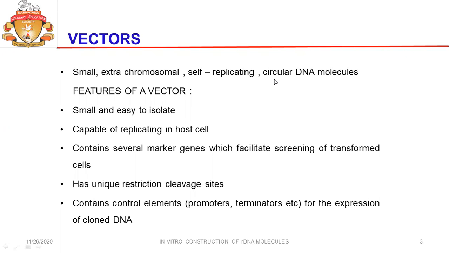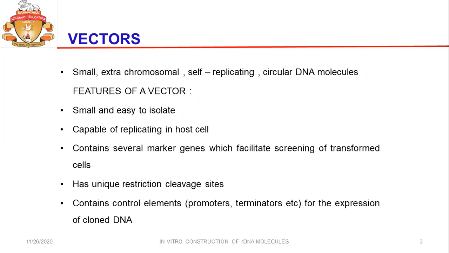Coming to vectors, these are very important prerequisites in recombinant DNA technology. So, what are vectors? Vectors are small, extrachromosomal, self-replicating circular DNA molecules. For any molecule to be called a vector, it has to possess particular features. It has to be small and easy to isolate, it should be capable of replicating in the host cell, and it should contain several marker genes which facilitate the screening of transformed cells.